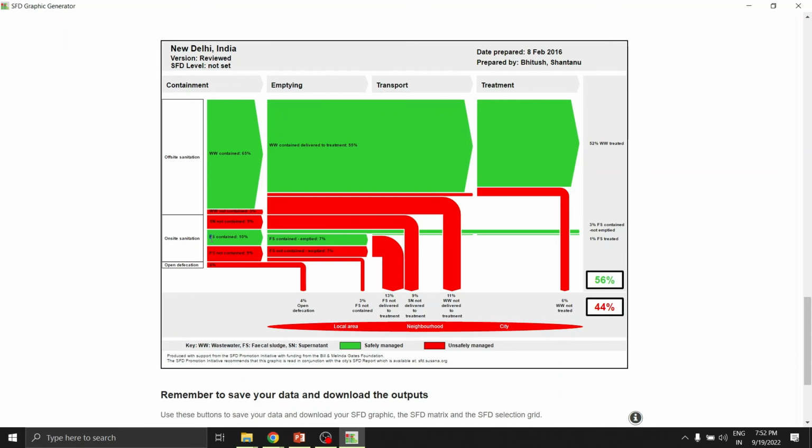FS is fecal sludge, and SN is supernatant. Supernatant is essentially, when you take fecal sludge or rather sewage that settles inside a tank, you have two components. One is the sludge, that's the settled part at the bottom of the septic tank, and then you have the water above it, right? So that's called the supernatant.